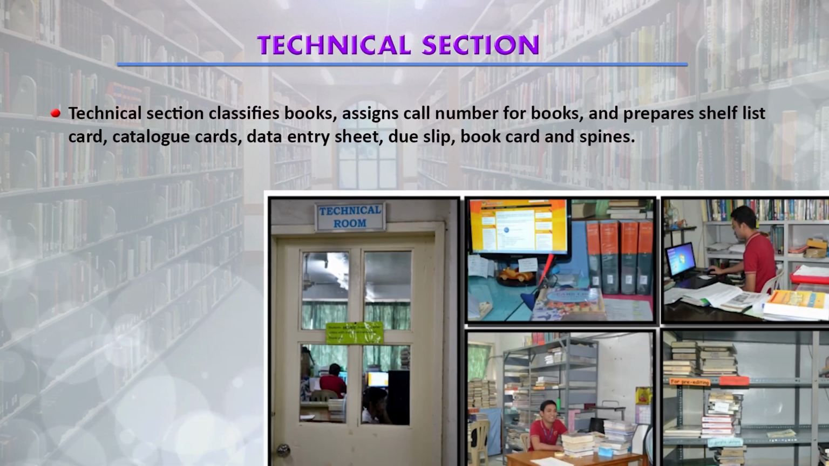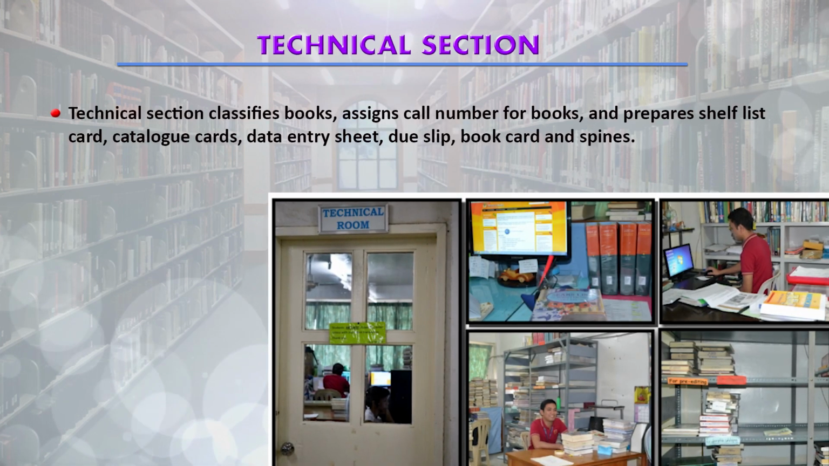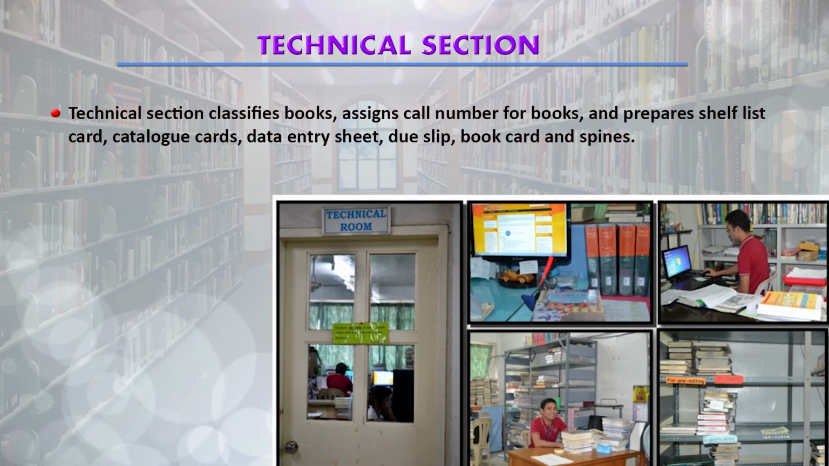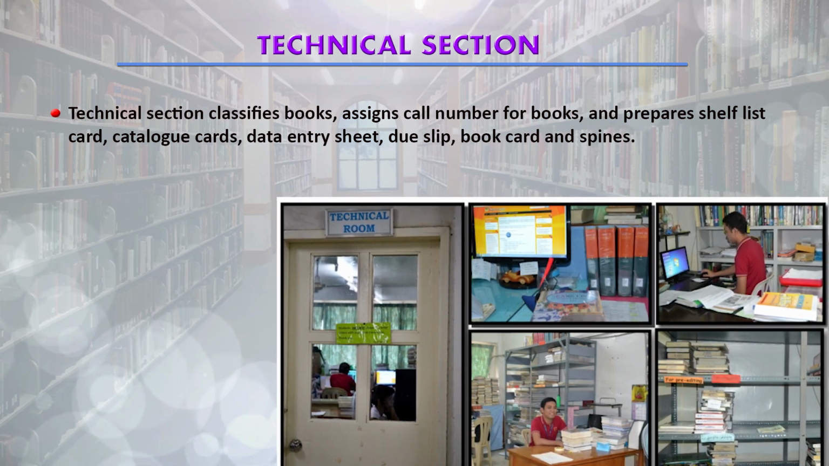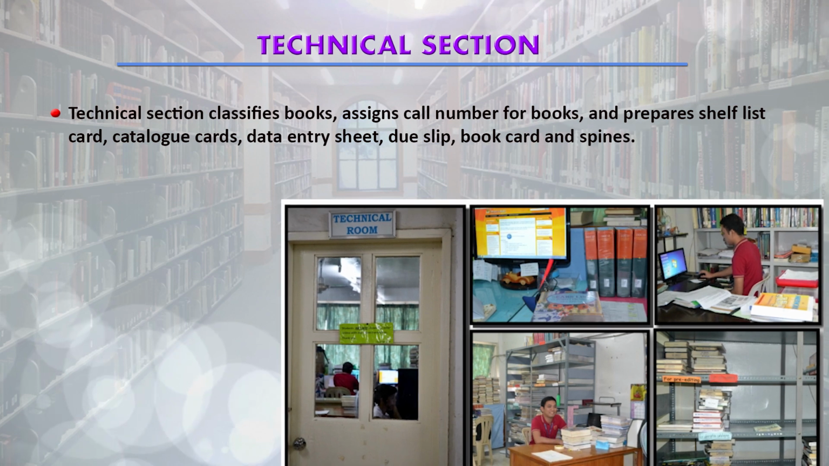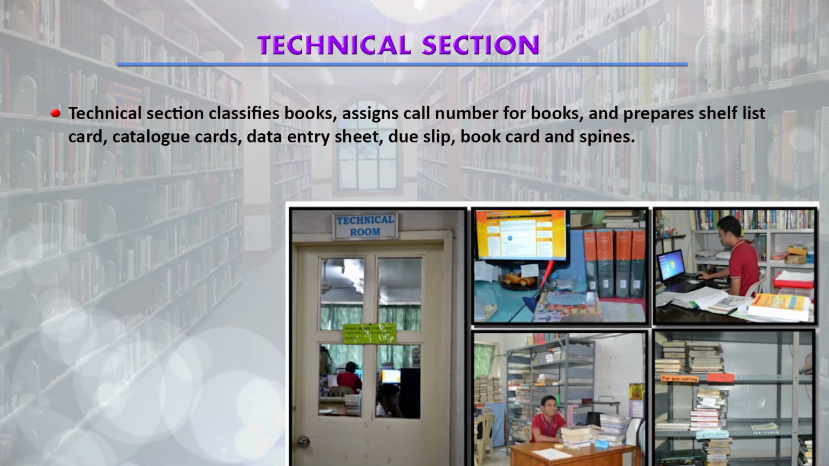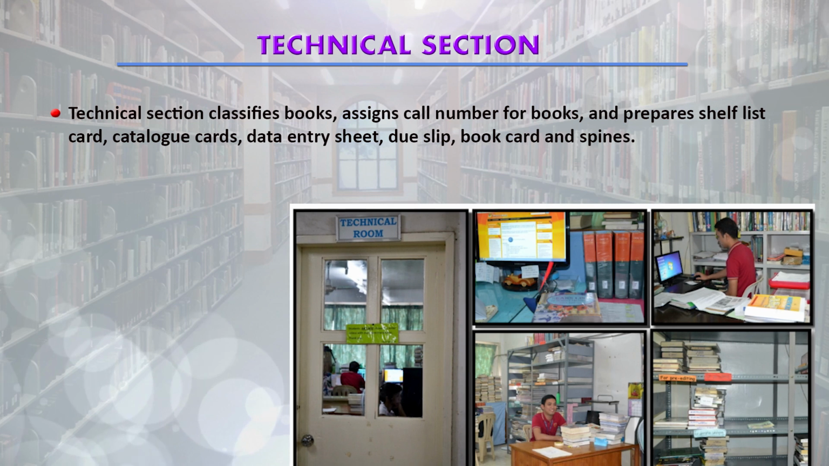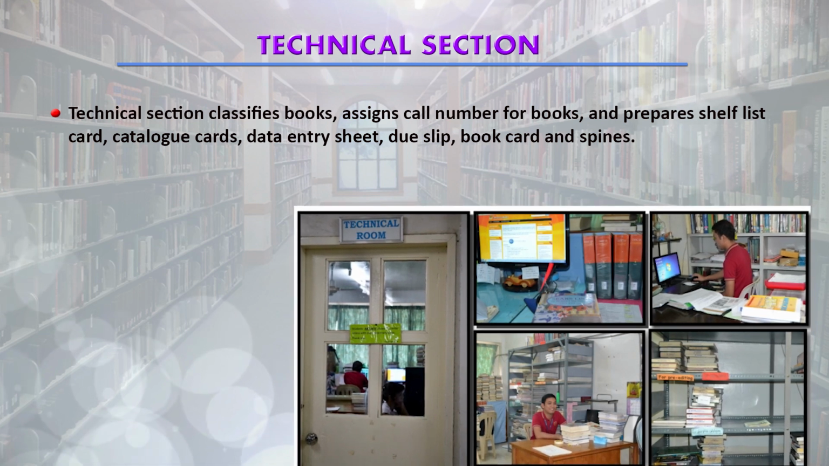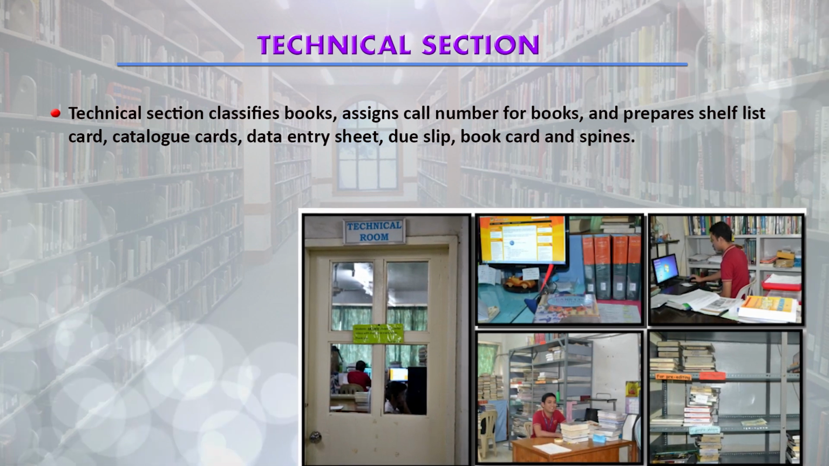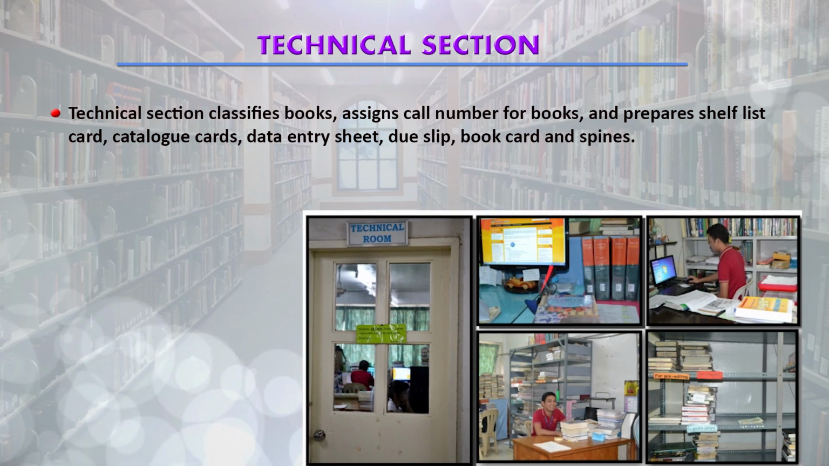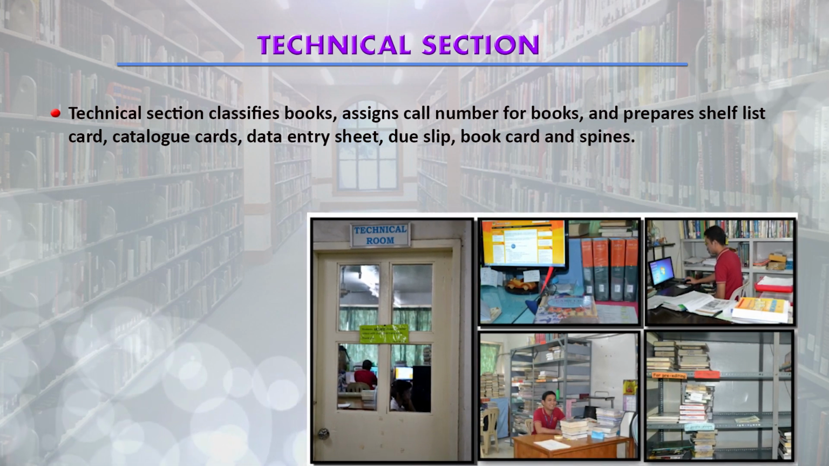So, this way the acquisition section acquires the document and the technical section gets it ready to be placed on the shelves. The technical section classifies books and assigns call numbers for books. A call number consists of a class number as well as a book number for that book. It also prepares the shelf list card, catalog card, data entry sheet, due date slip, book card and spines for the book.